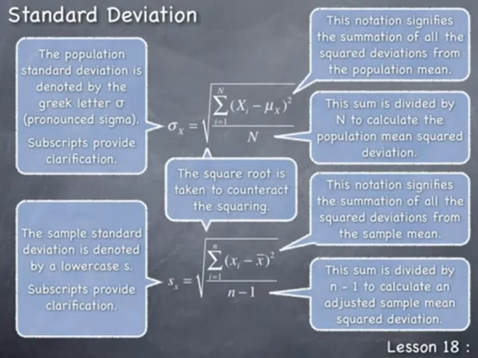The square root is taken at the very end to counteract the squaring. Because we first initially squared everything, all the units are now squared. To counteract all the squaring, we then do the inverse of squaring, which is square rooting. And so the ultimate result after doing the square rooting is we get these standard deviations.